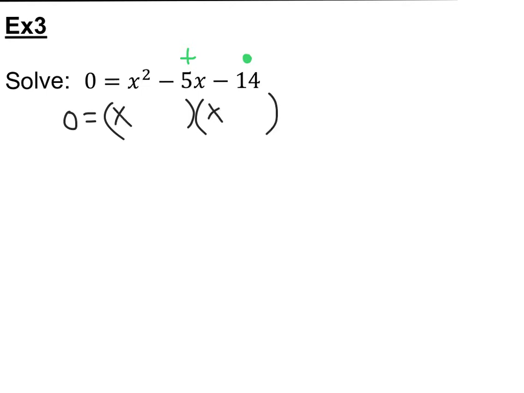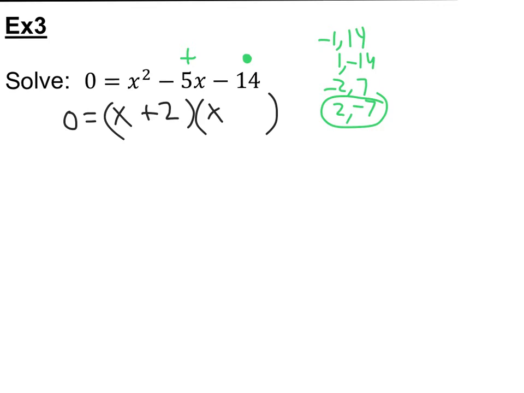So let's make our list. Two numbers that multiply to get -14. That would be -1 and 14, 1 and -14, -2 and 7, and 2 and -7. Now you can make that list in your head, but I prefer to write it on paper in case I mess up. We know that 2 and -7 multiply to get -14, and 2 plus -7 add to get that middle term, which is -5. So we are done with the factoring.